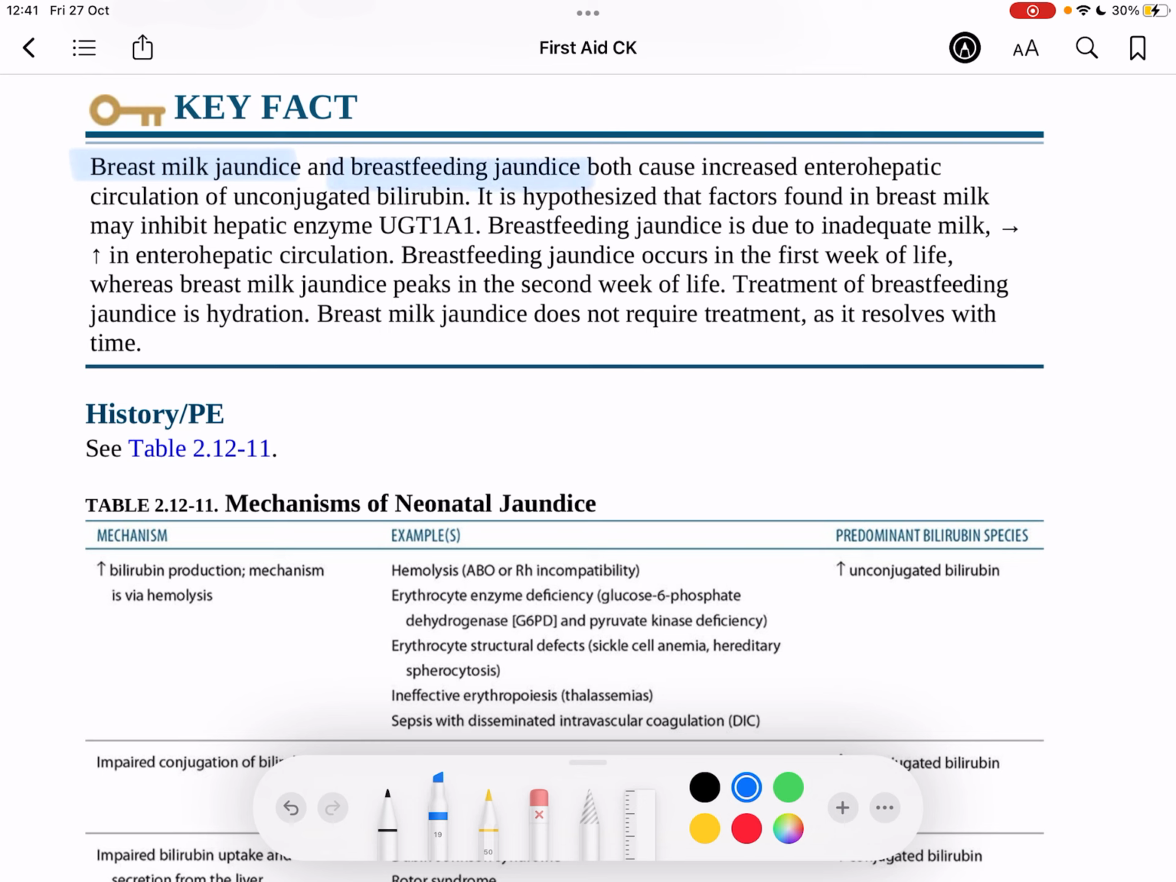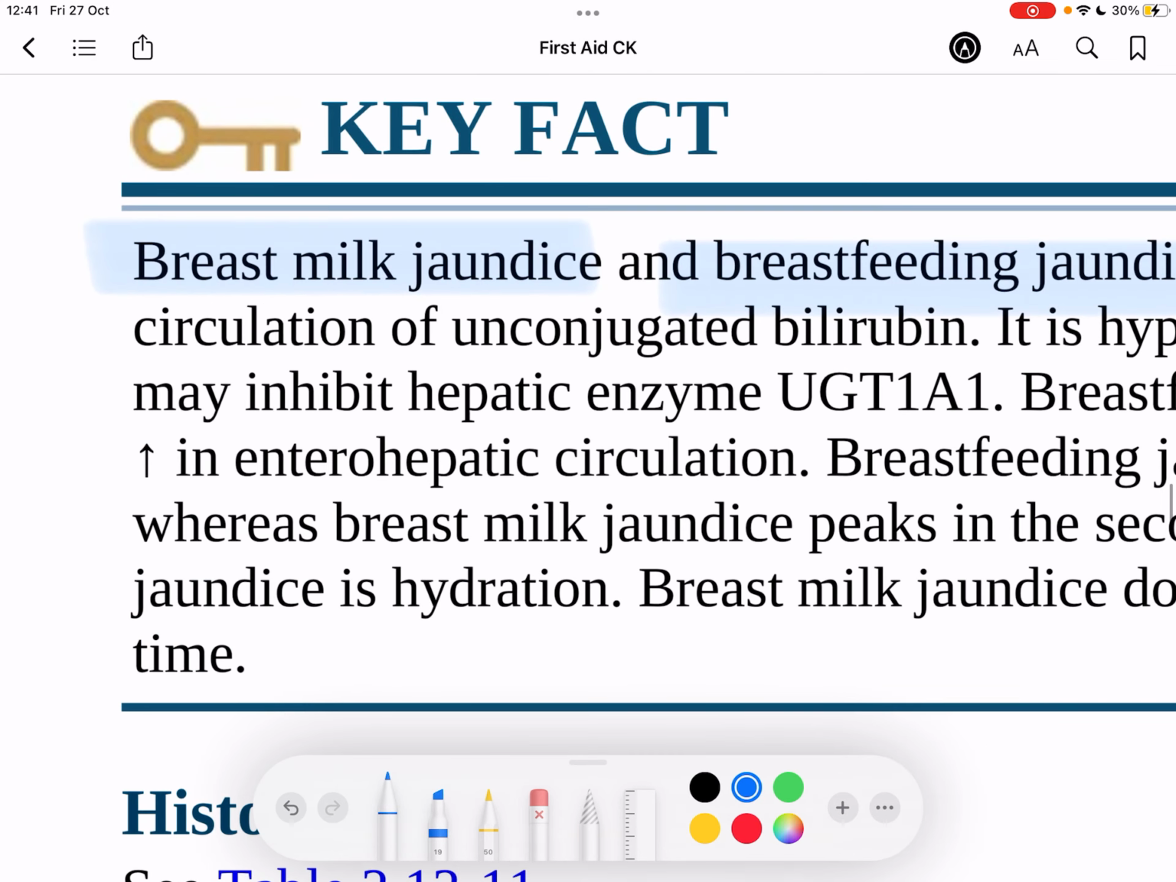I'm not going to read through this text because it is a little bit confusing, but breast milk jaundice is essentially something that happens slightly later on, and it's that breast milk has some proteins in it that downregulate and inhibit the conjugating enzyme. So breast milk jaundice is essentially going to cause a downregulation of conjugation of bilirubin. So these patients get an increase in unconjugated bilirubin.